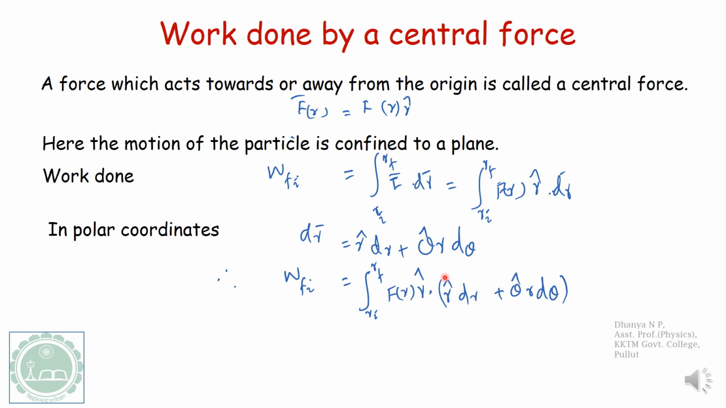r dot r is equal to 1. r dot theta is equal to 0. They are mutually perpendicular. Therefore the r dot theta term vanishes. Only the r dot r term, one term, f of r dr will remain: the integral from Ri to Rf of f of r dr.